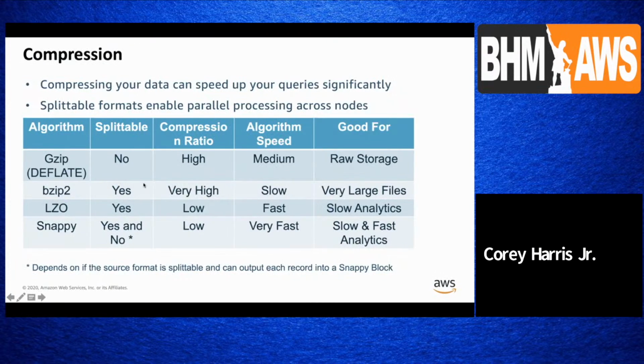Bzip is similar in that it's splittable and the compression ratio is really high, but it's slow, right? And you can imagine why, because the compression ratio is a lot higher. So this is really good for large files. If you have terabyte files or hundreds of gigs in one file, that would be a good choice for bzip because it's also splittable, so it bodes well with that distributed processing paradigm. You can reduce that data footprint as much as possible. It's just a little bit slower, so the job is going to take a little bit longer, but the savings you'll get are well worth it.